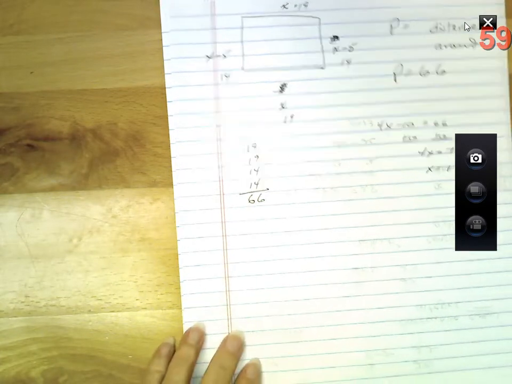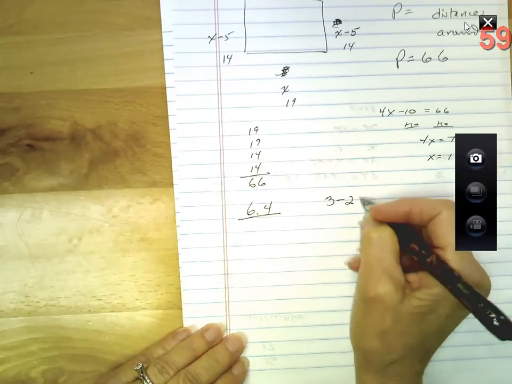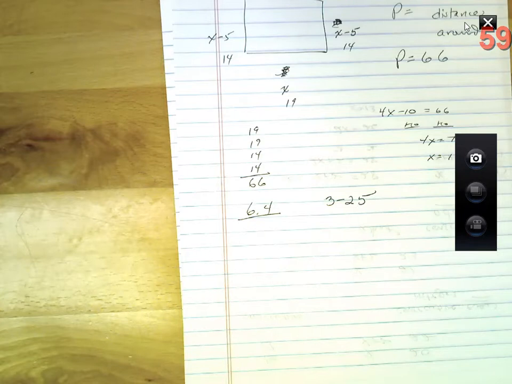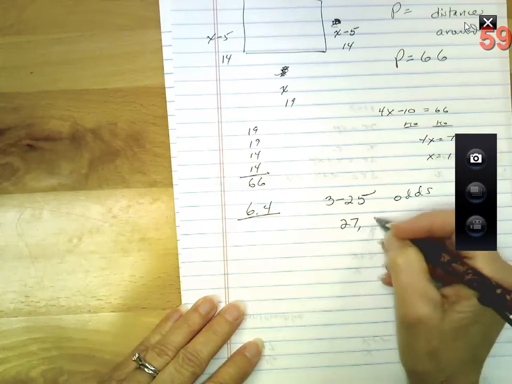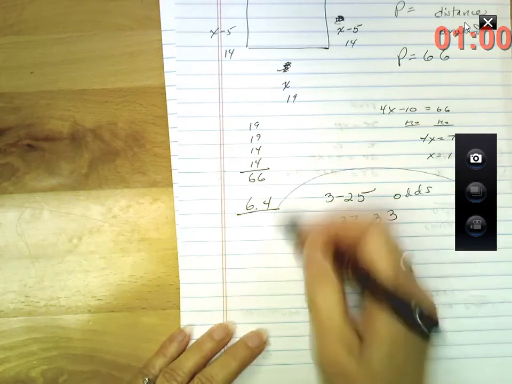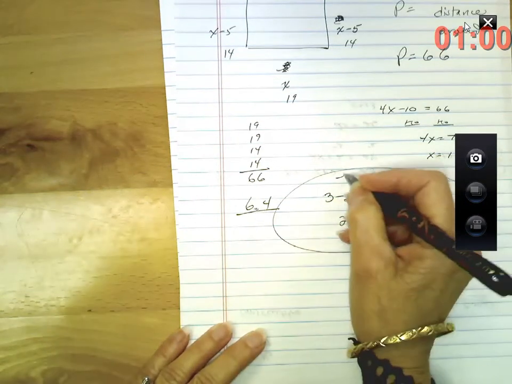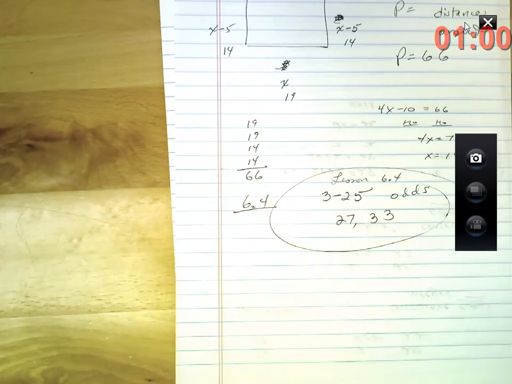Alright, on 6-4, do 3 through 25 odds. And 27 and 33. Check them in the back when you finish, so you'll know if you have it right. Okay, and you can take a break before you do that, or you can.